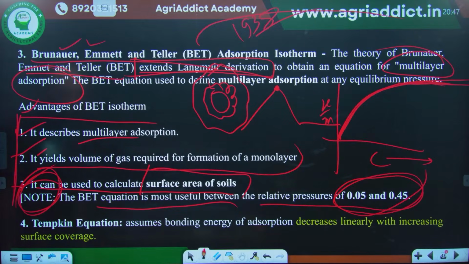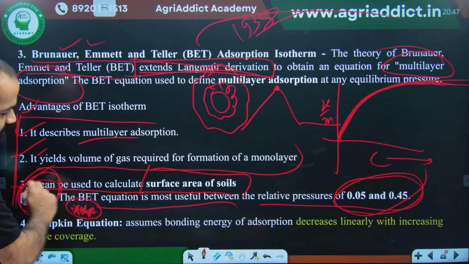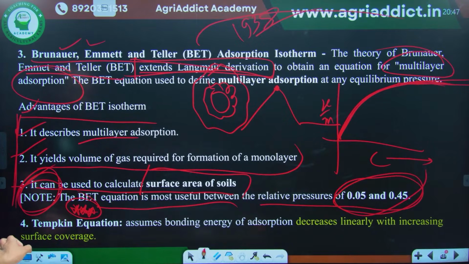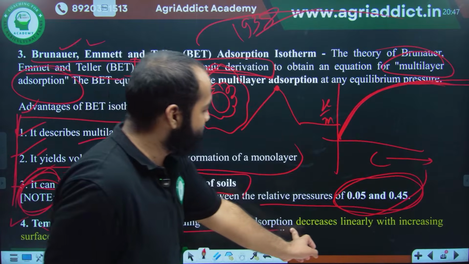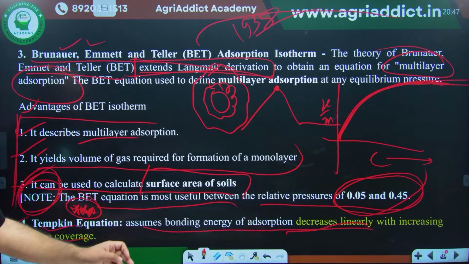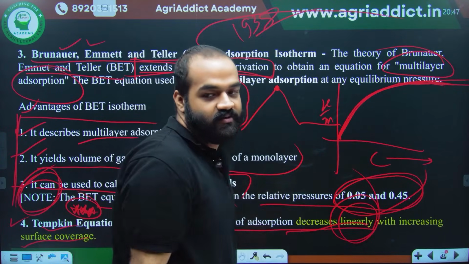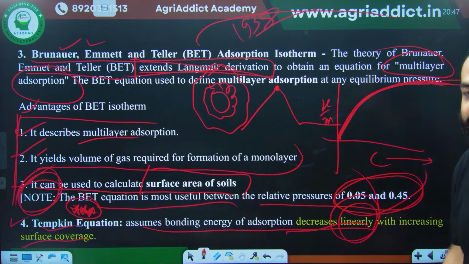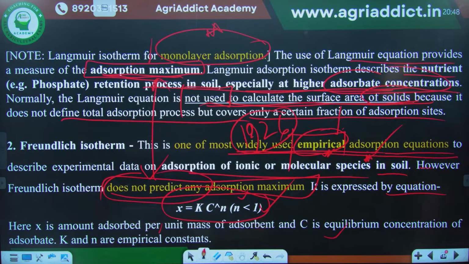And finally, Temkin, this is not there in the old ISSS, so many of you might have missed it. That's why I have taken it for you. This is in the new ISSS. Temkin equation, it assumes bonding energy of adsorption decreases linearly with increasing surface coverage. In this, the keyword is linearly. This linearly is the keyword. अगर bonding energy linearly decrease कर रहा है, that is the Temkin. अगर linearly decrease नहीं कर रहा है, then that is Freundlich.